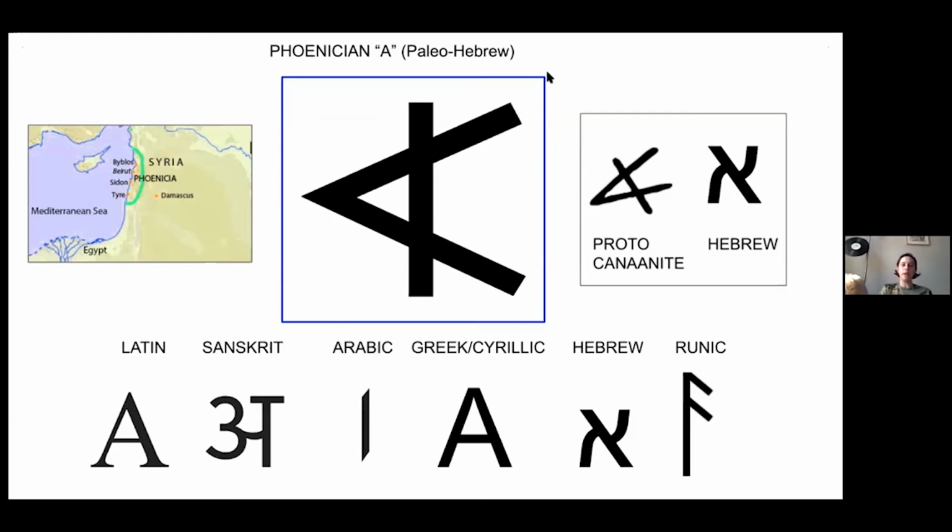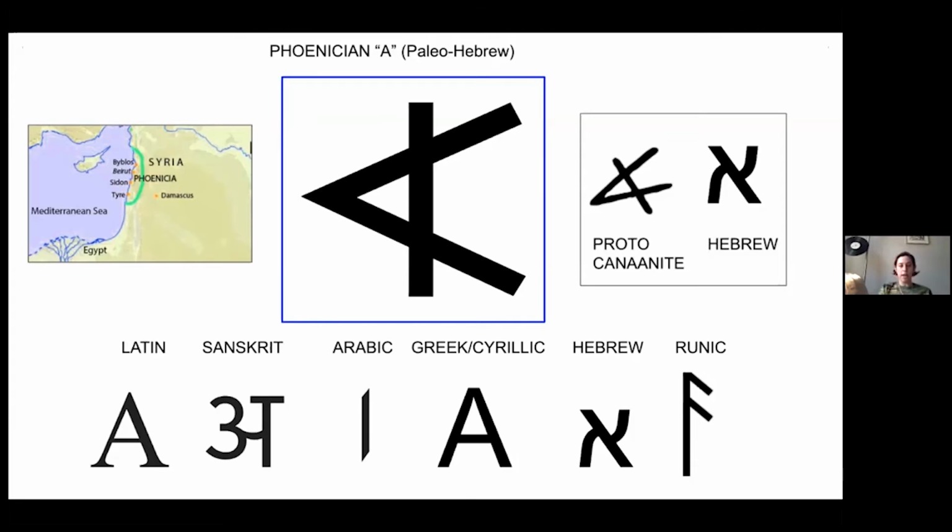So they said, wow, what a great idea. Let's start using this Phoenician alphabet, but with our own language. So even though the languages are not related, the alphabet still kind of worked. So after the Greeks adopted the alphabet, so did the Romans and the rest of Europe.